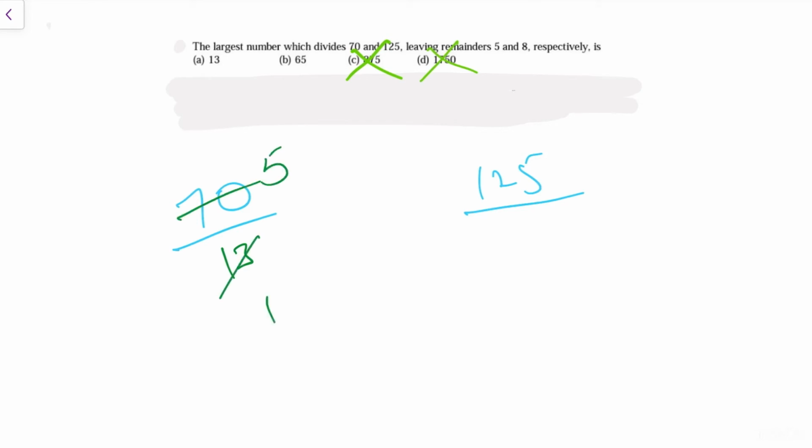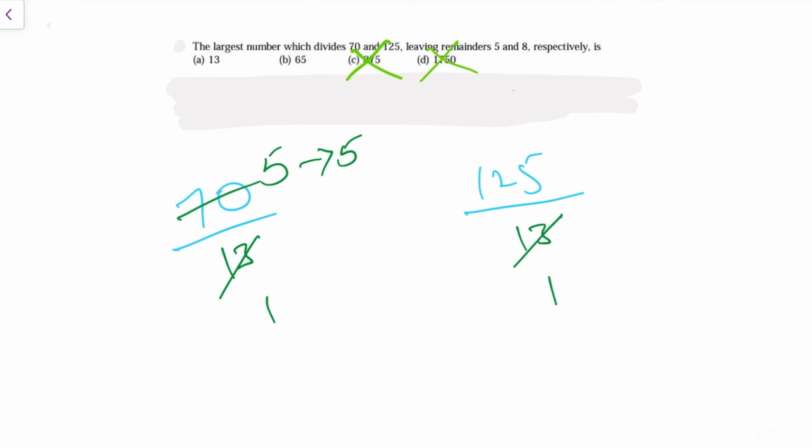13 5s are 65. It means 5 will remain. So 70, if I divide with 13, remains 5. Next, the same 13 I will check with 125 also. Then I need to get 8 as the remainder. So I may get or may not get. Let me check once.